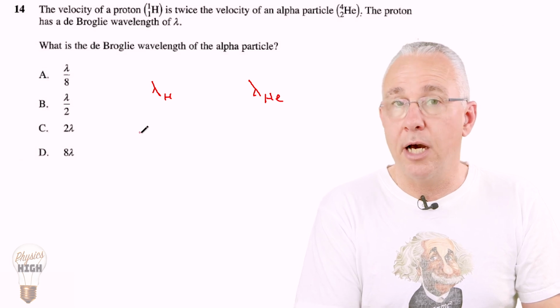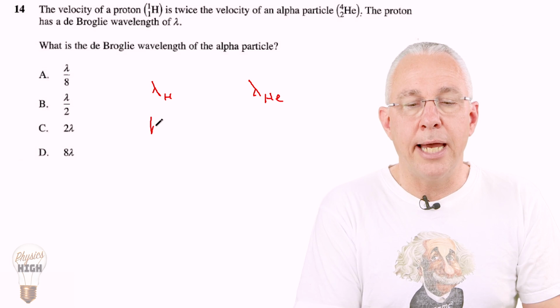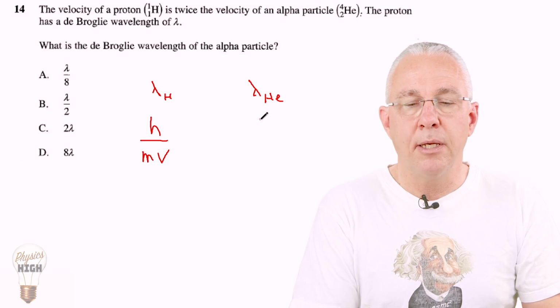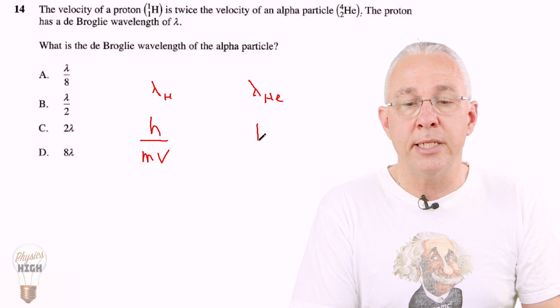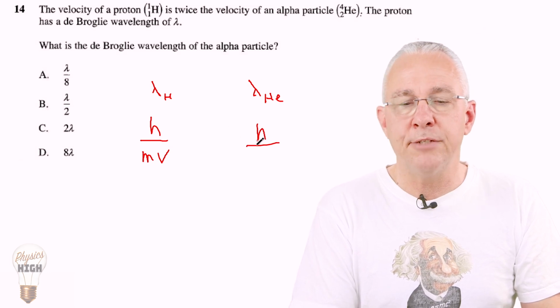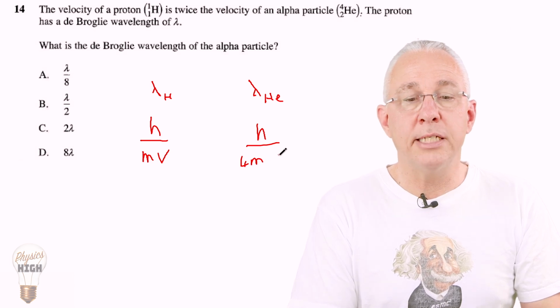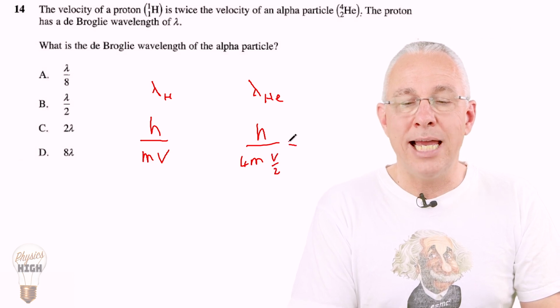Now in terms of the hydrogen or the proton, what we have is h over mv, where m is its mass and v, of course, its velocity. The helium nucleus, or the alpha particle, well, its de Broglie wavelength is h over, now the mass is 4 times greater, so we have 4m. But its velocity is only half of this one over here, so what we have is v over 2. And so in essence, what we end up getting is h over 2mv.